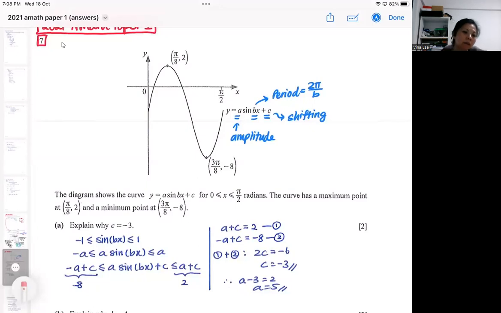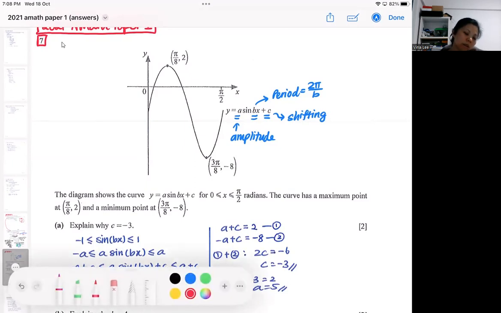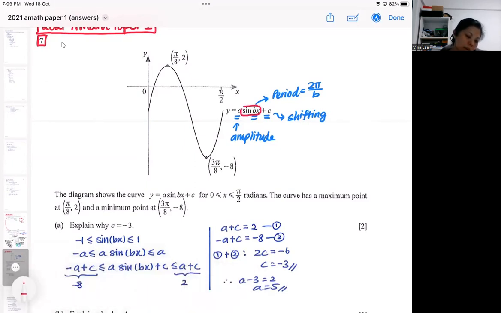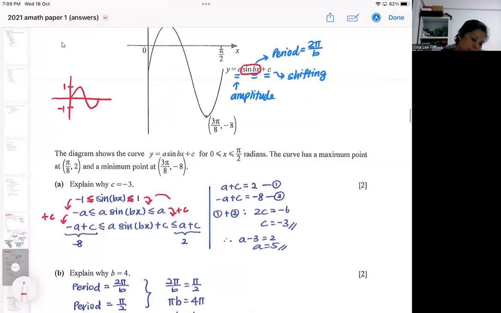At the same time, when I solve for C, I also solve for A. I make use of the limited function of sine. Any sine function will be limited by 1 and -1. If you forgot that, why is that so? Because if you draw any sine graph, it will be limited by 1 and -1. So I multiply by A on both sides, and I add C on both sides.